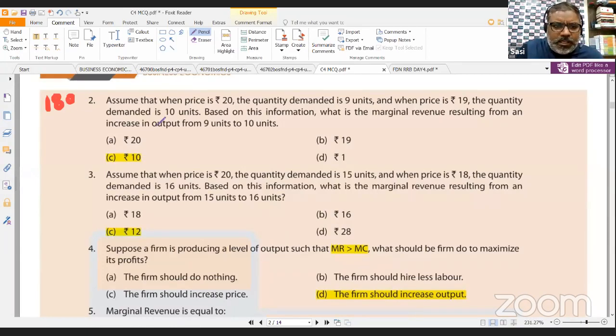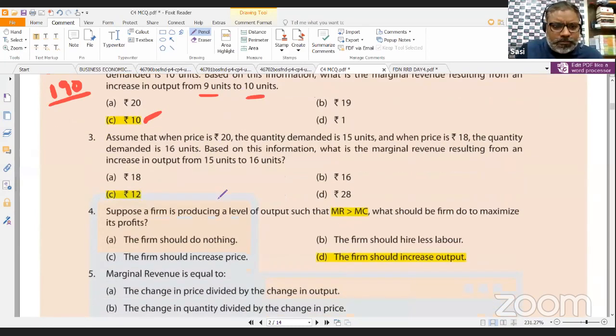When price is 19, quantity demanded is 10 units. That means 19 into 10, 190 is the total revenue. So naturally, what is the marginal revenue? Additional revenue generated by selling one more unit is how much? 10 rupees. So correct answer is C.